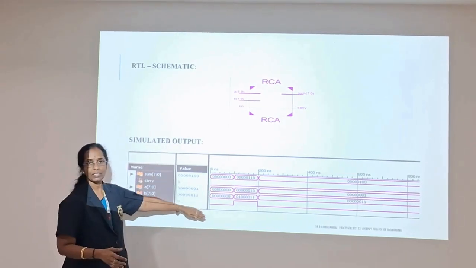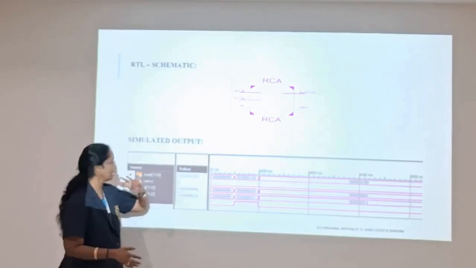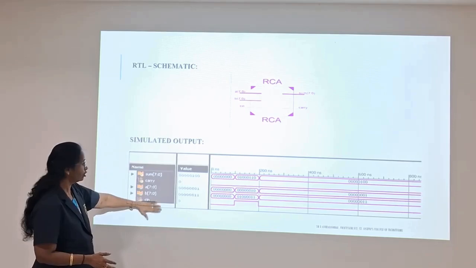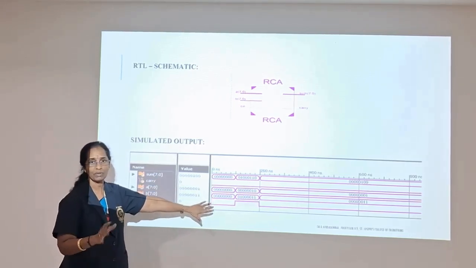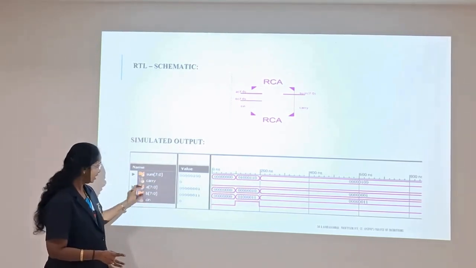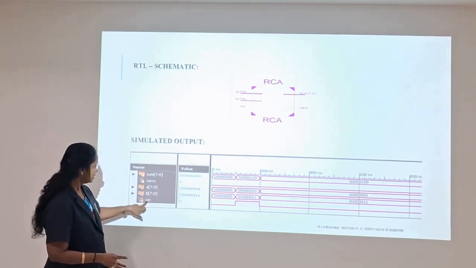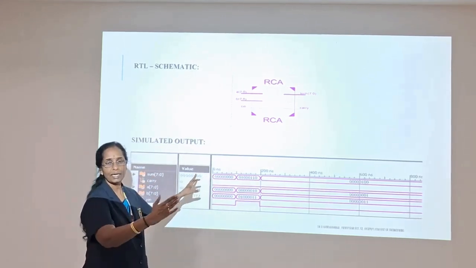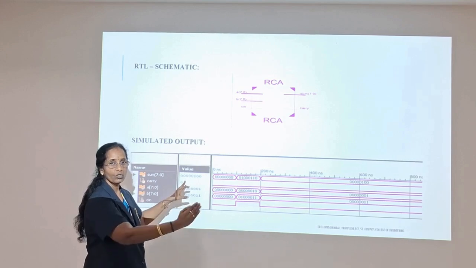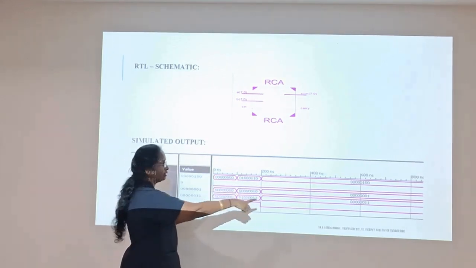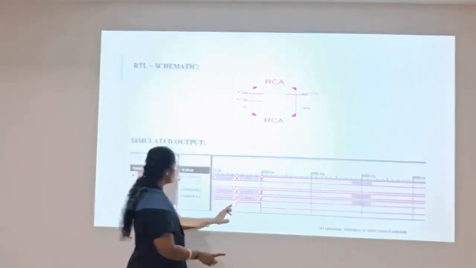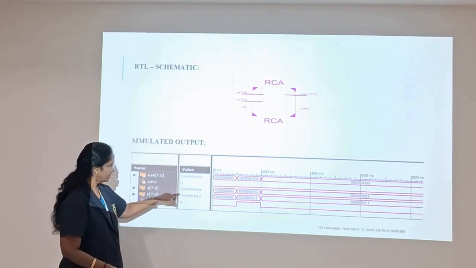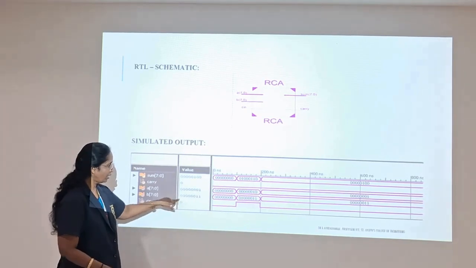This is one sample test bench waveform for my ripple carry adder. As I told you, here it is a simulated output, and the name of this waveform is test bench waveform. So these are the two inputs, 0 to 7, and then Cin, and these are my two outputs. In Xilinx you have a cursor. When you move the cursor to a particular point, the corresponding value will be displayed here.